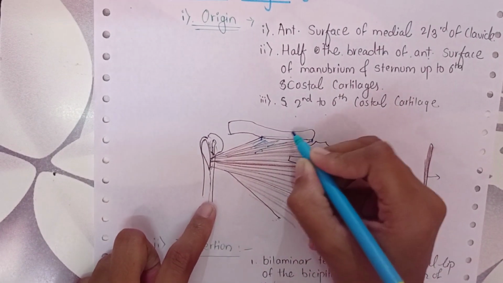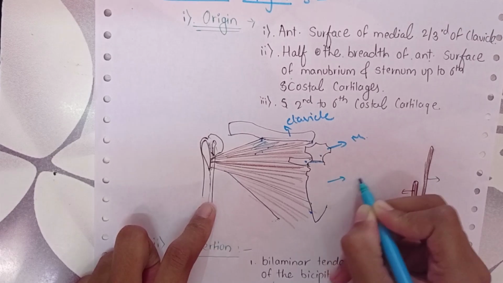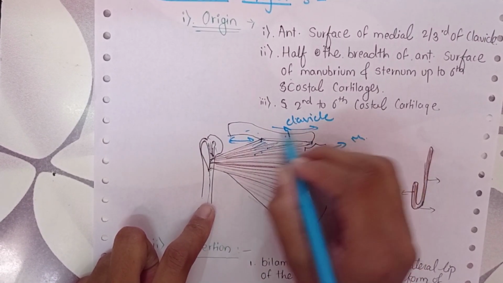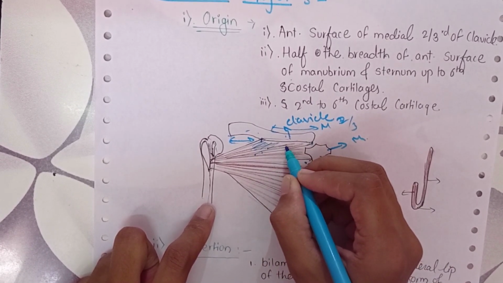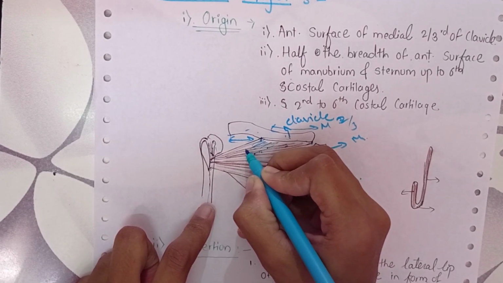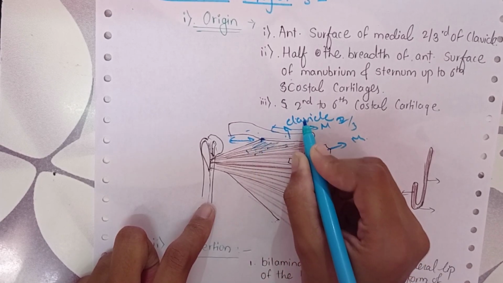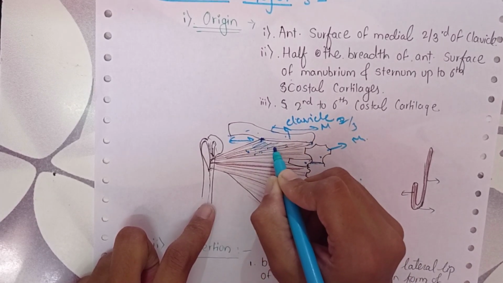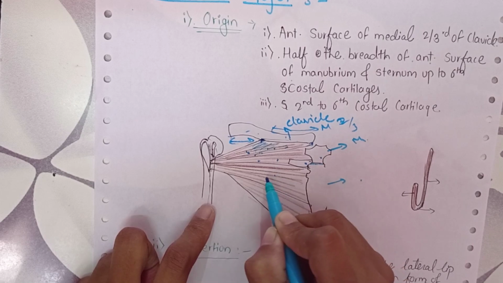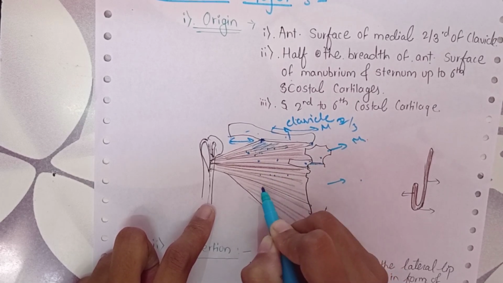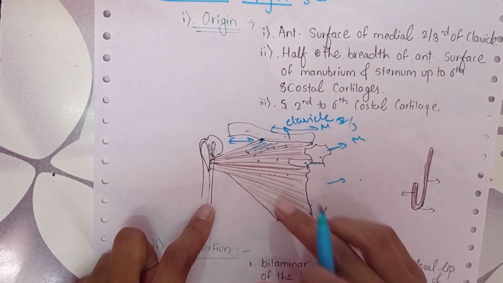Diagrammatically we can represent it like this: it is the clavicle, it is the manubrium, it is the sternum, it is a lateral portion, it is a medial portion, that too 2/3. The fibers arising from the medial 2/3 of the clavicle are called the clavicular fibers. Second, down to it will be the manubrium fibers, and next to that will be the sternocostal fibers, and then aponeurotic fibers will be there. In this way the origin of the pectoralis major muscle takes place.